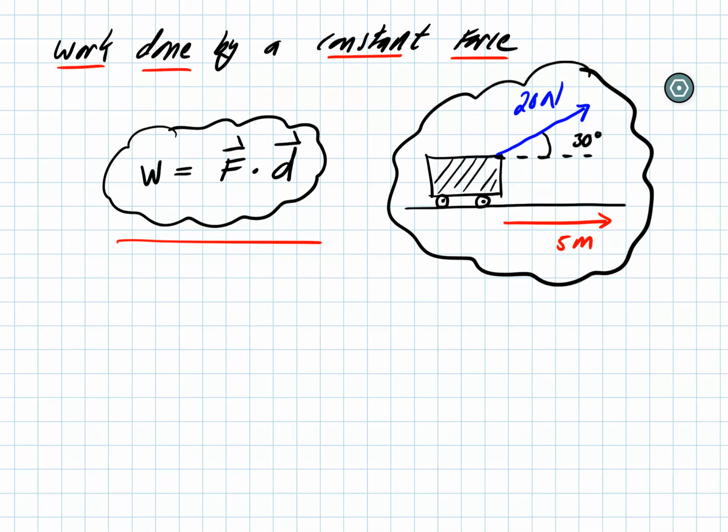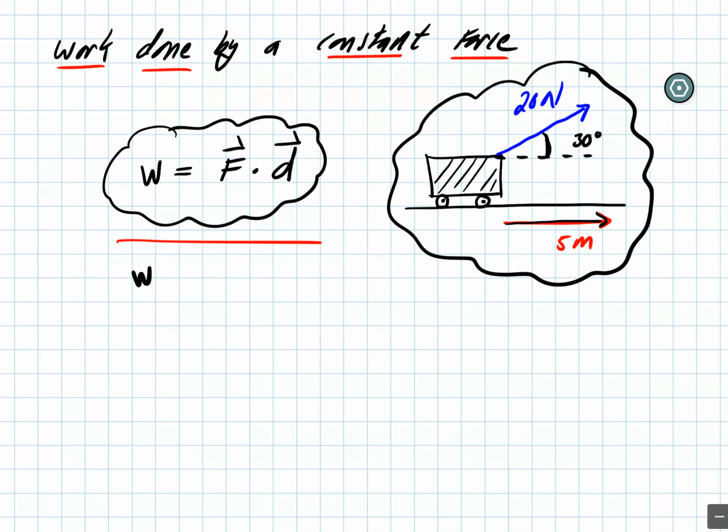And you're pulling it at 30 degrees above the horizontal, and you pull it through a distance of 5 meters. And the question is, how much work did you do? Well, let's see. Let's try this and see if it's wrong or right, because it's going to be wrong.